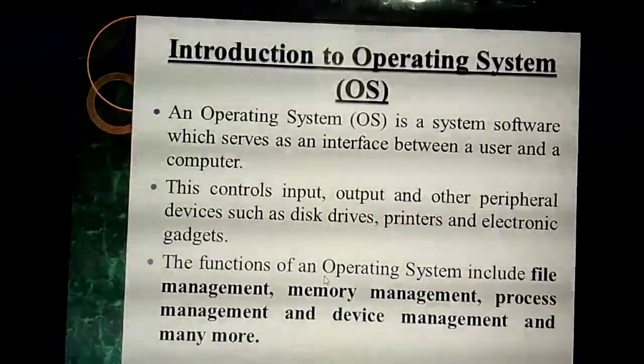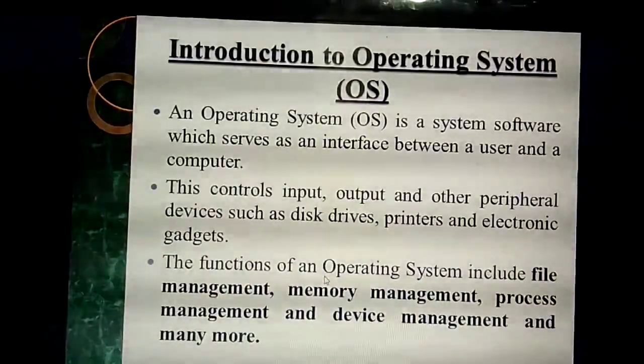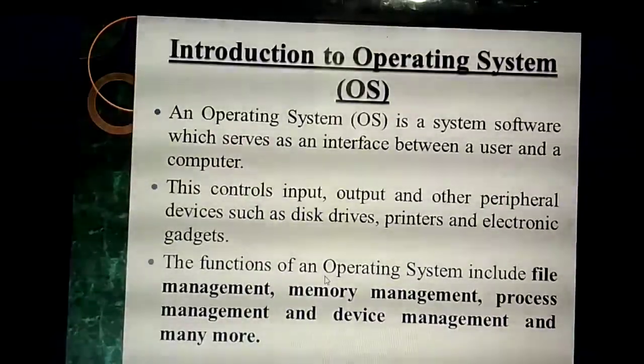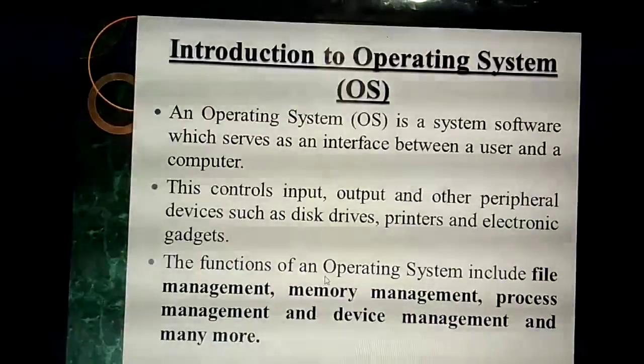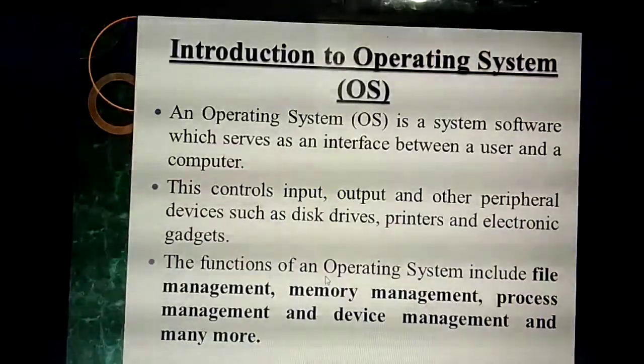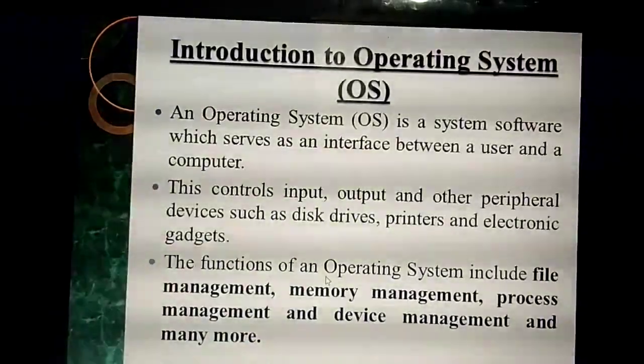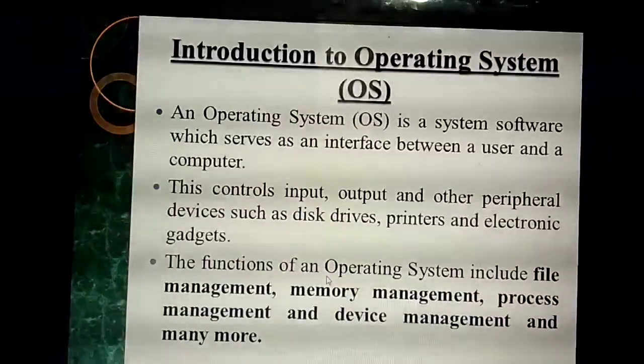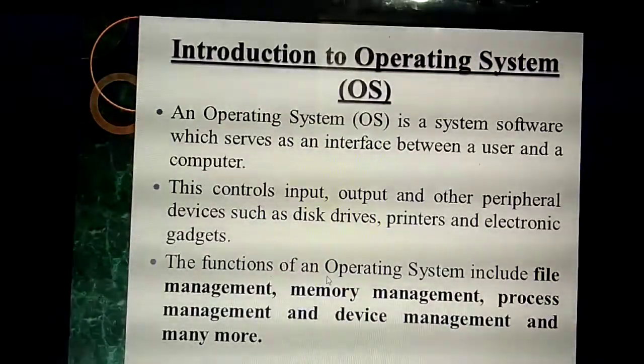Yesterday we completed up to that: what is software and what are the 2 types of software. Today we are going to study the operating system. Application software is there, system software is there. For that, yesterday I gave one example.